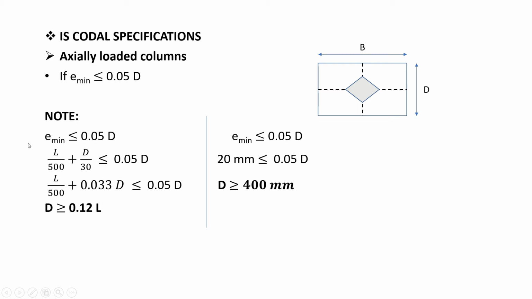What that means is that if I put the minimum eccentricity value as L by 500 plus D by 30 is less than or equal to 0.05 D, and if I rearrange the terms, I will get D more than or equal to 0.12 L, and if I put the minimum eccentricity as 20 mm, I will get D as more than or equal to 400 mm. So as per IS 456, I can say that my column is an axially loaded column if my value of D is more than or equal to 0.12 L, or if my value of D is more than 400 mm.